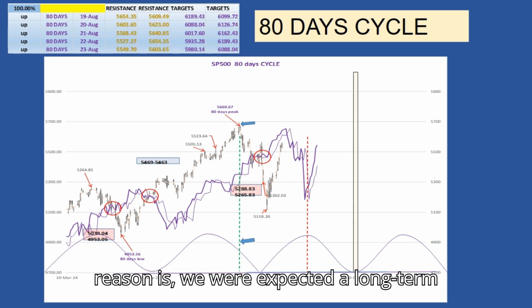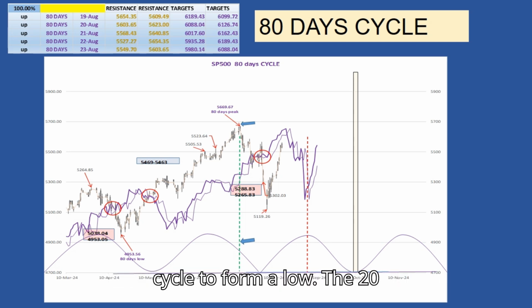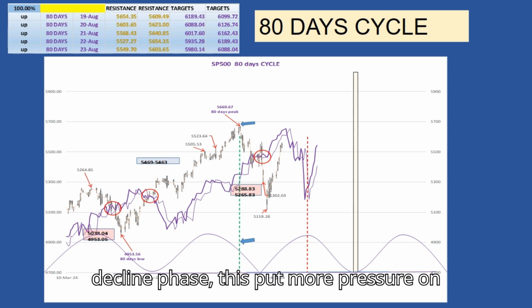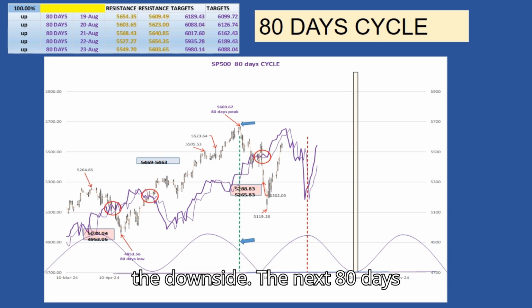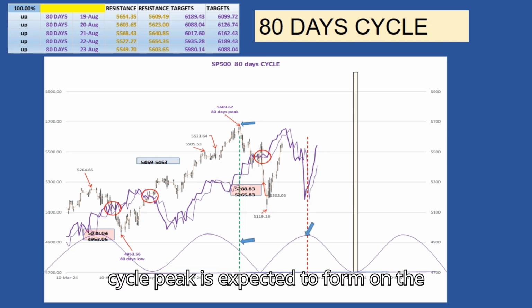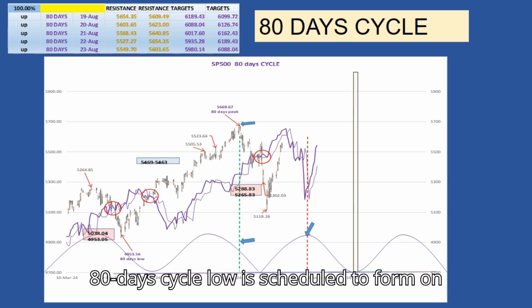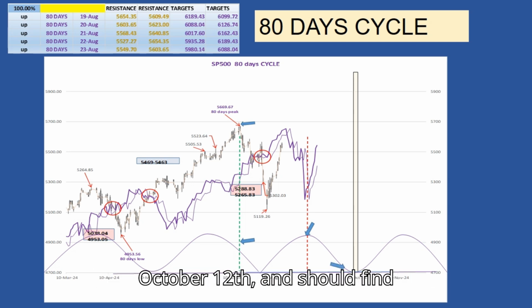The reason is, we were expecting a long-term cycle to form a low. The 20 and the 40-week cycle. Since the two larger degree cycles were in the decline phase, this put more pressure on the downside. The next 80-day cycle peak is expected to form on the right side of the cycle. The next 80-day cycle low is scheduled to form on October 12th and should find support on its cycle line.